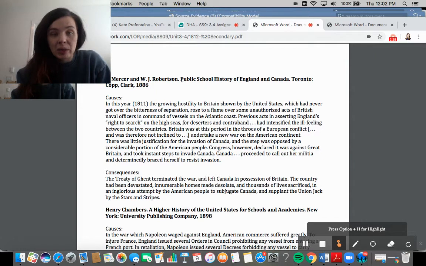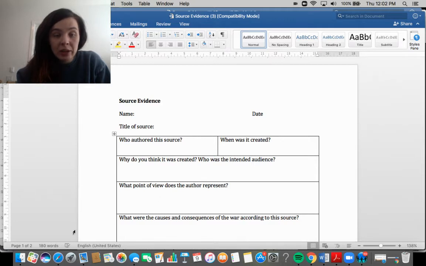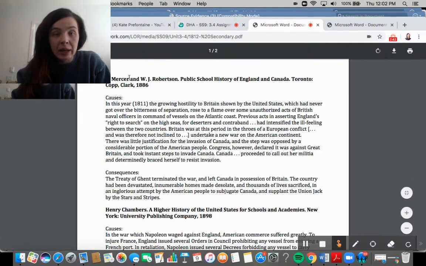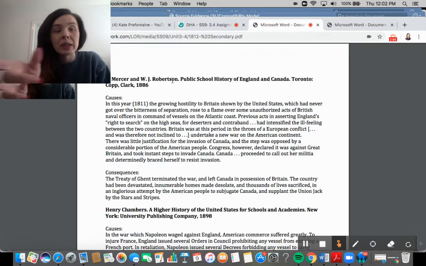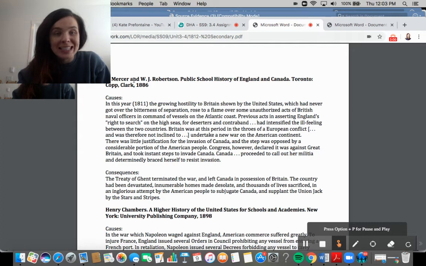And that is right here. Public School History of England and Canada is essentially the title of it, okay? And then where it says who authored this source, you're going to go back right there at the front. There are your authors, G. Mercer and W. J. Robertson, okay? That's how you read a citation if you haven't had the chance to do that already. Then when was it created? We go back and right there it says 1886. 1886, that's the publication year for it.